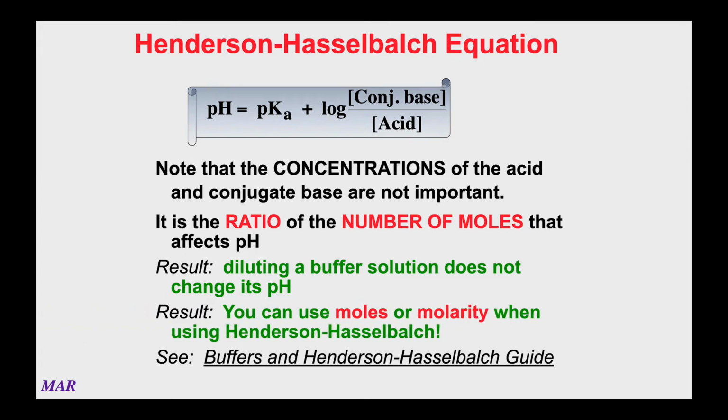What it comes down to is that in the Henderson-Hasselbalch equation, you can use moles over moles or molarity over molarity to solve it. Either way is fine. And sometimes, as we'll see, especially in problem set 3, sometimes it's useful to have moles over moles, and sometimes it's useful to have molarity over molarity. You get to pick which one you want to use.